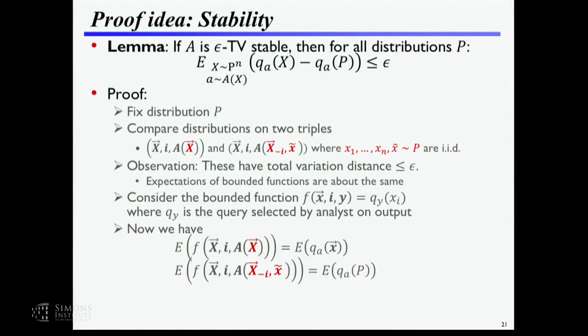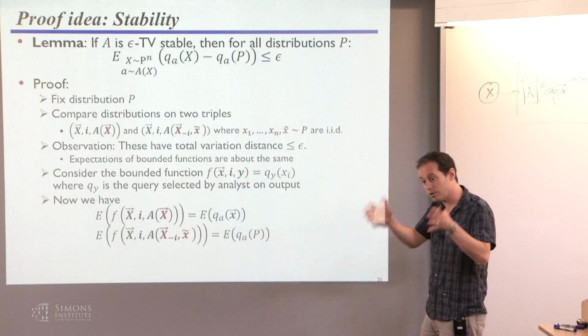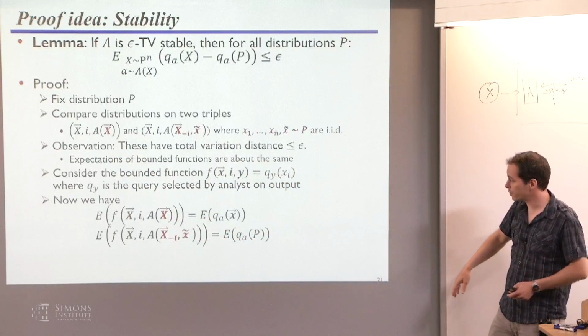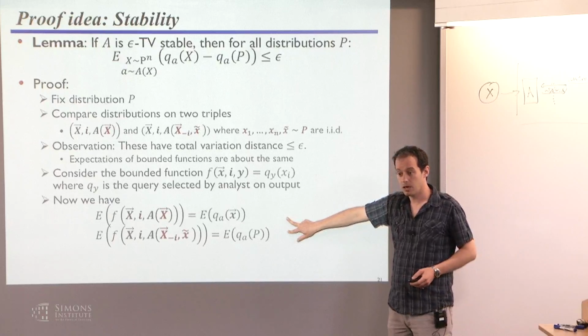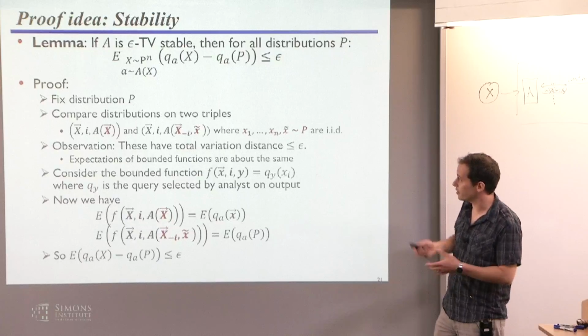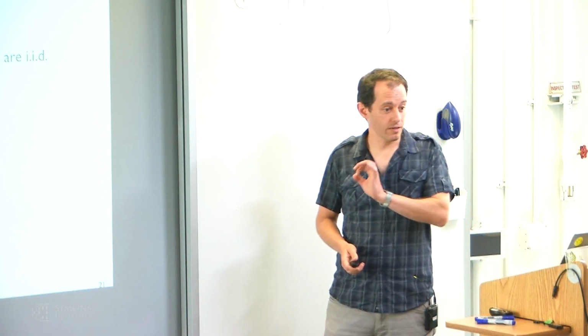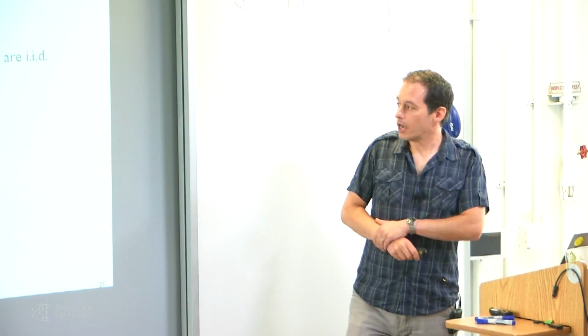Now, if my algorithm didn't satisfy this type of stability guarantee and its output was really sensitive to individual data points, these two distributions could be wildly different. But because we have a stability guarantee, we know that they can't be that different. And so in particular, these two expectations are close. They're off by at most epsilon. And so by linearity of expectation, we get the lemma. So this is a very simple proof, I think.